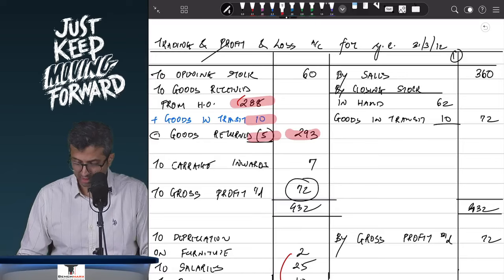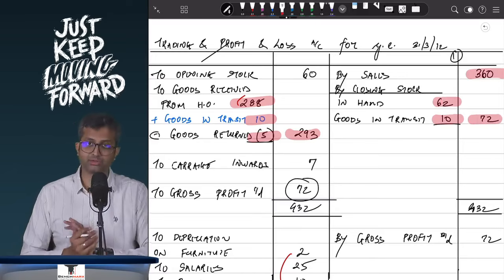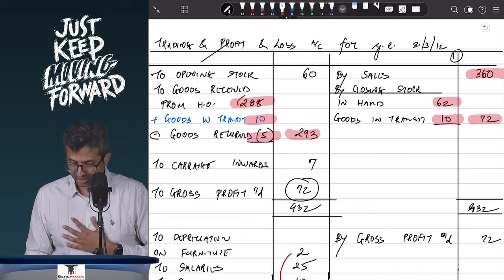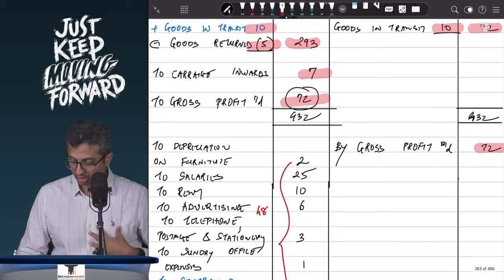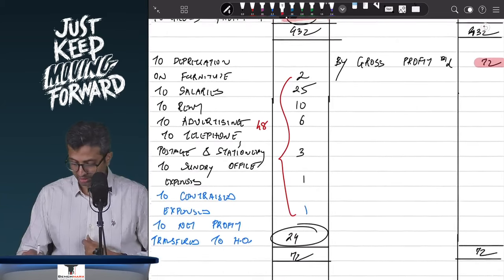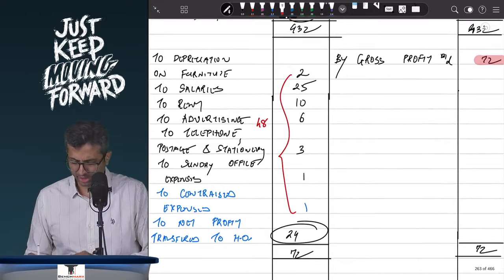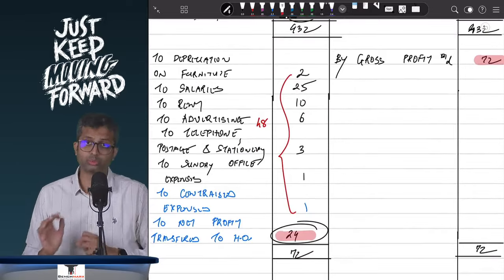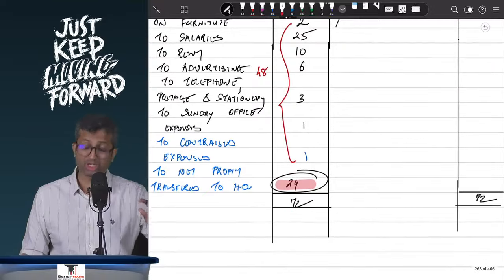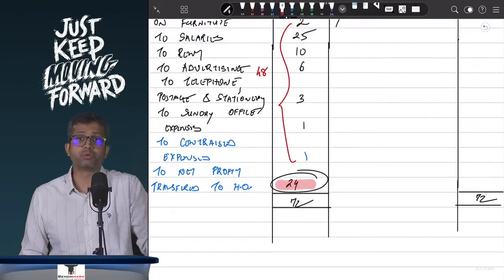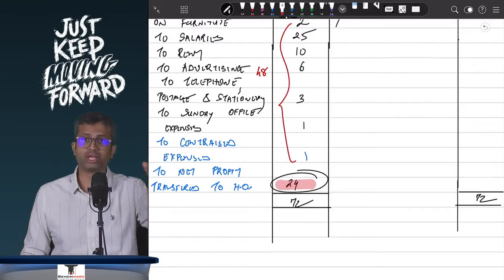Next, you will have sales, closing stock 62, goods in transit 10, and then 72, and this will give you carriage inwards also over here. This will give you a net gross profit of 72. From that gross profit of 72, all of these items will be deducted. 72 minus 48 will come to 24. So this is your profit and loss. When you go to your balance sheet, in your balance sheet 24 of profit will be added to the branch, to the head office account.